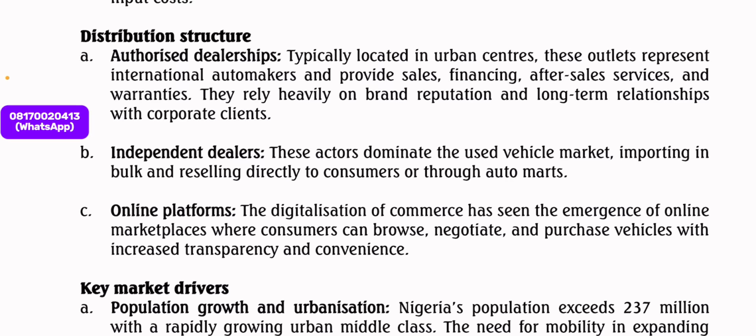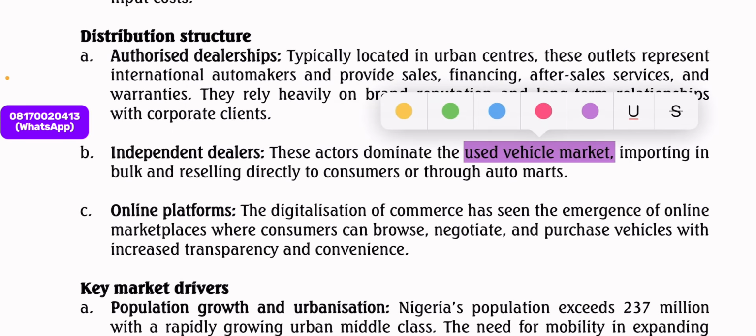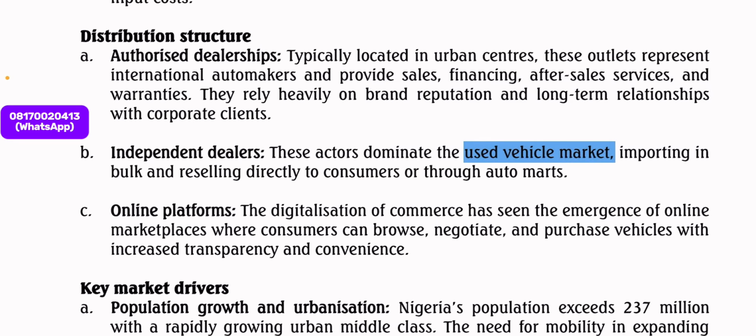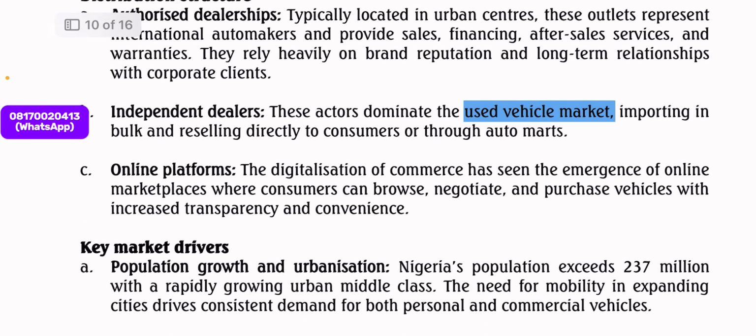And these ones now, most times they deal with used vehicles. So they have dominated the used vehicle market. You understand? They import those cars and resell to customers through automarts. You must have seen quite a number of automarts. In fact, in Abuja and Lagos, there are so many. So you must have seen a car pool, or an automart shop, where they sell cars. So these people are the independent dealers.